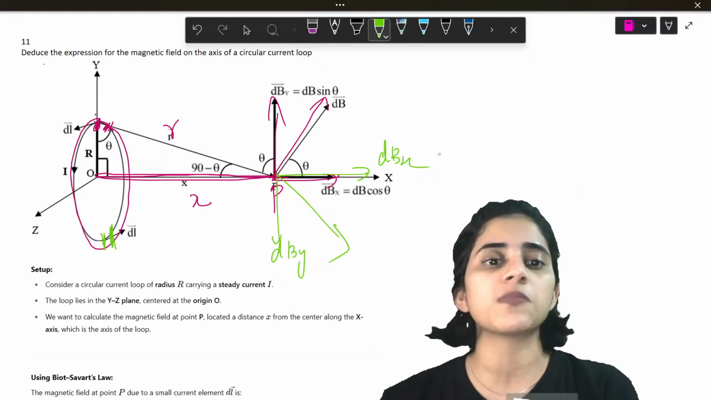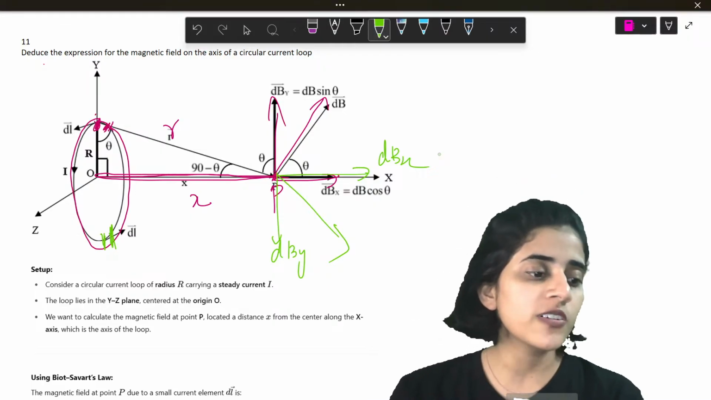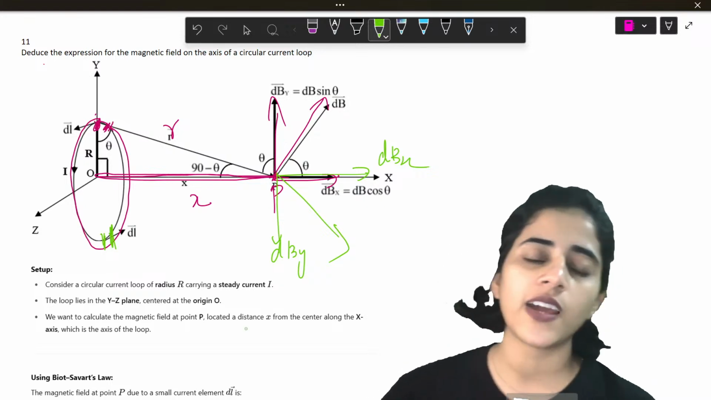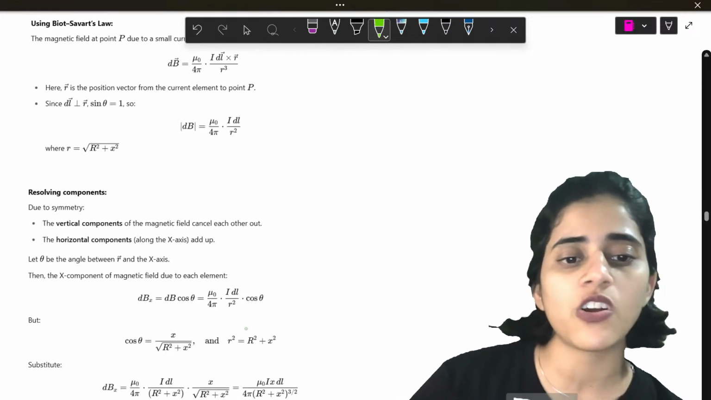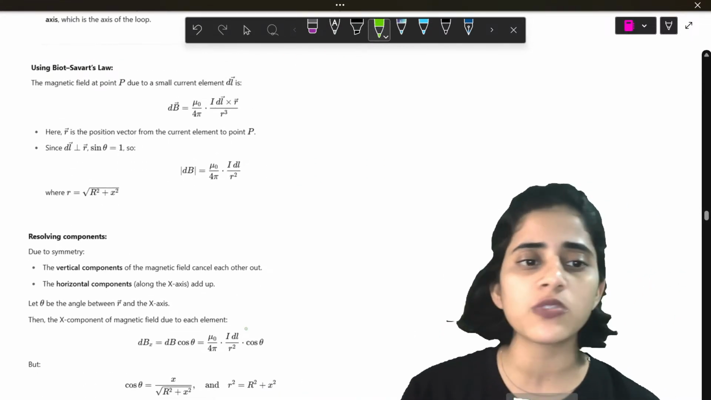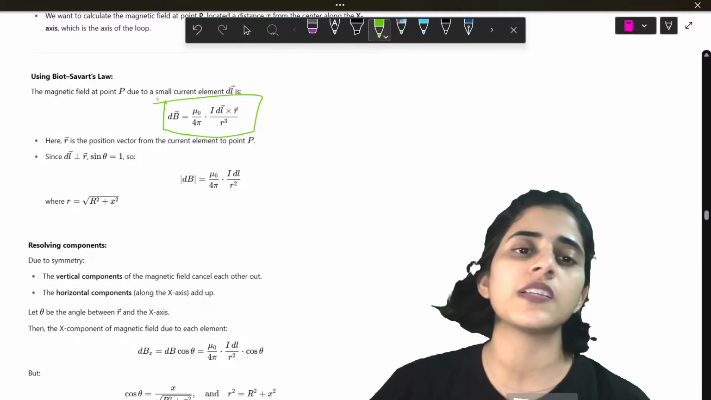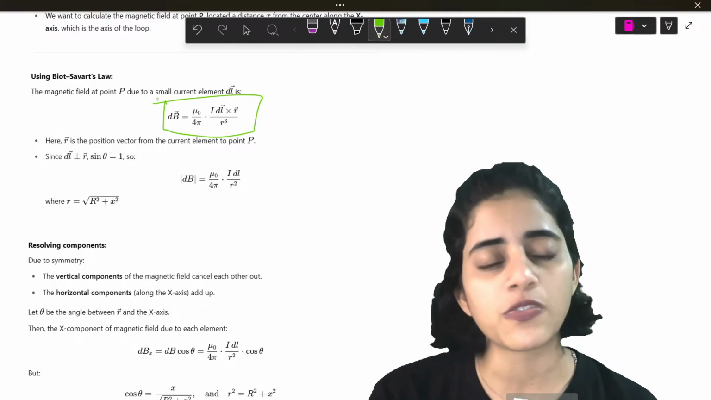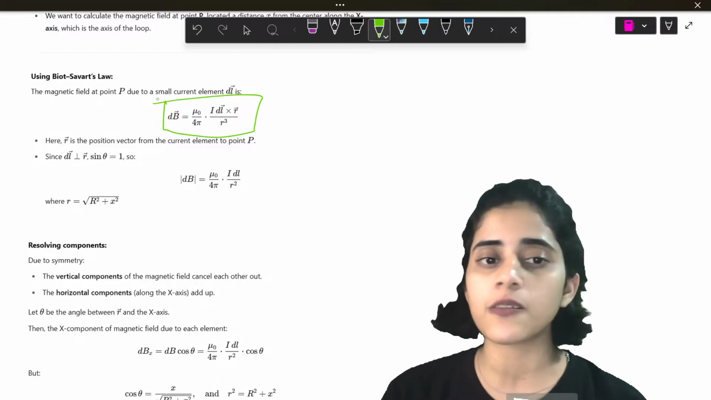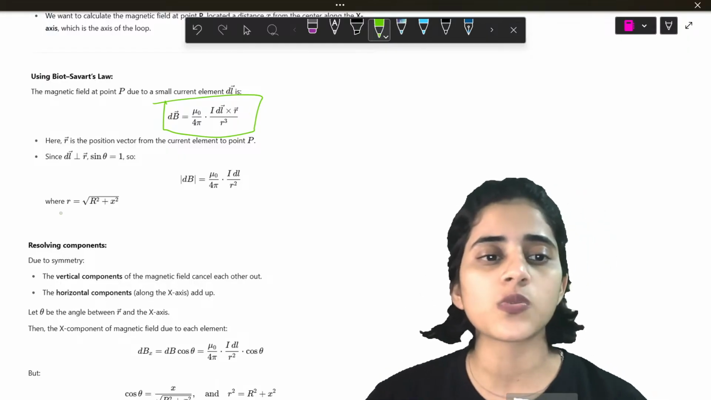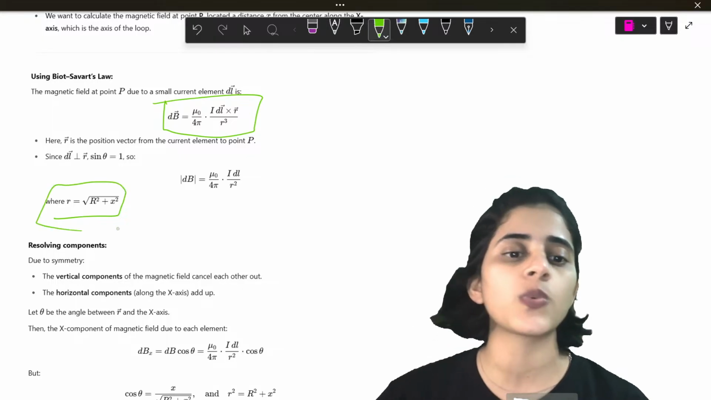Magnetic field is going to be only because of the x element. Now you can just use Biot-Savart's law. Once you know the diagram and it's thorough, then it's not that difficult. So Biot-Savart's law is what? dB is equal to mu 0 by 4 pi I dl cross r by r cube. And then r is what? R square plus x square.